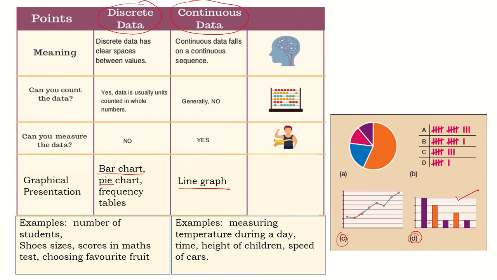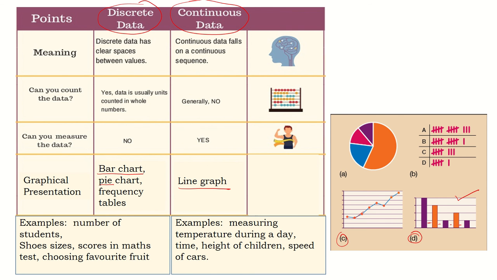Okay, now the next difference is that discrete data you can count. Yes, you can count, and they are in the form of whole numbers. You can count easily the number of girls, the number of objects, the number of toys, the marks that you score in your test, and so on. But continuous data, no, it does not count actually.